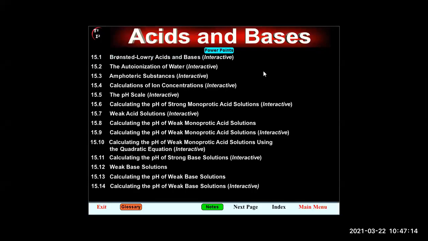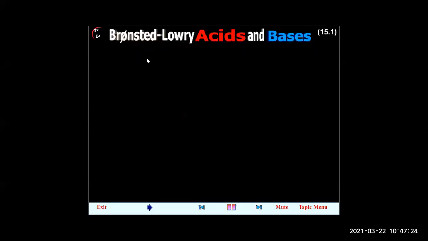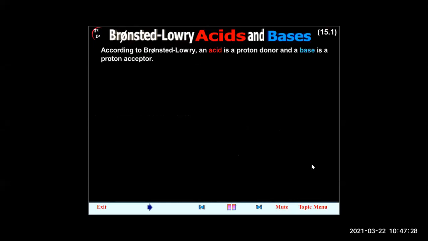All right, today we're looking at acid and base under the Bronsted-Lowry definition. I'm going to start with the definitions and then we'll do some practical work on that. According to Bronsted-Lowry, an acid is a proton donor and a base is a proton acceptor. Therefore, in an acid-base reaction, a proton is transferred from an acid to a base.